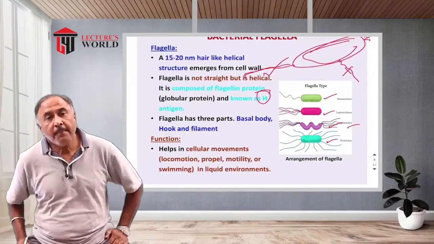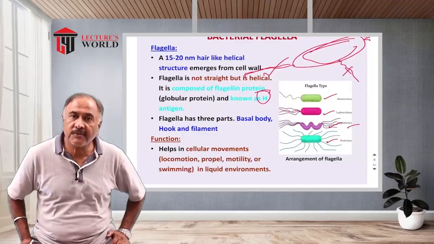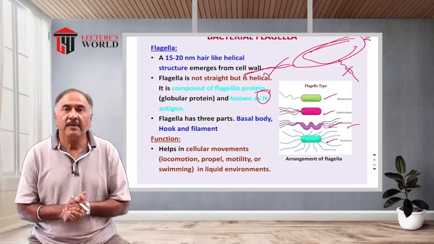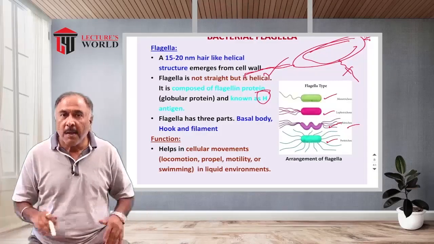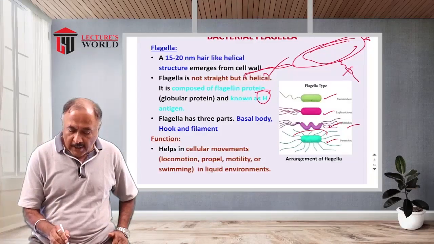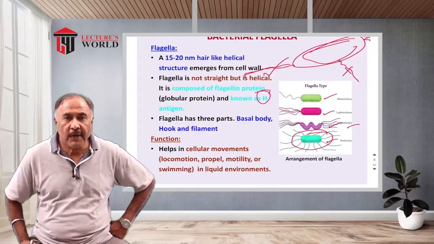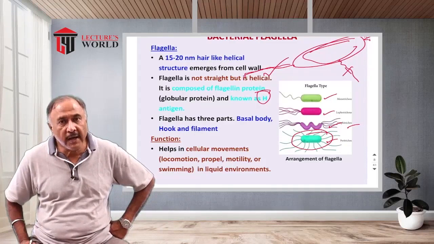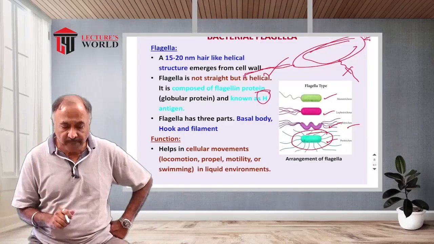And finally, peritrichous. Peritrichate organisms are those organisms where the flagella are attached not only at the poles but throughout the cell surface. They are attached at the entire surface of the cell. They are known as peritrichate bacteria.